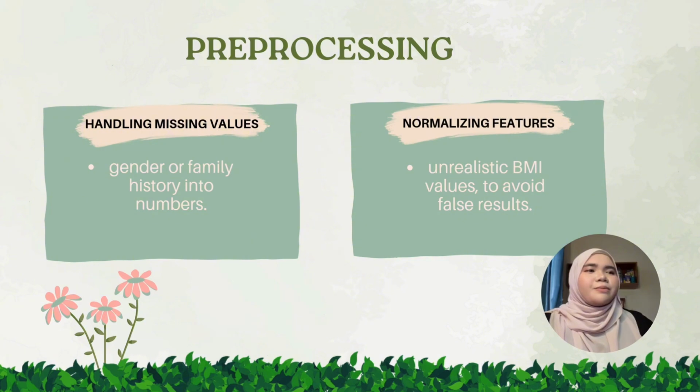So now let's start with pre-processing and feature selection. Pre-processing means preparing the raw data to be usable by machine learning models. It's like preparing ingredients before cooking. If something is spoiled or missing, the final result won't be good.